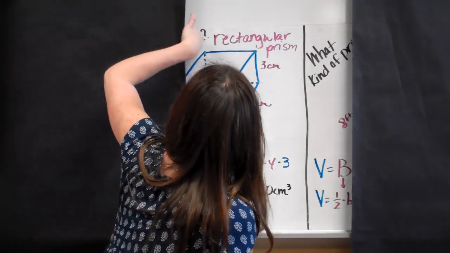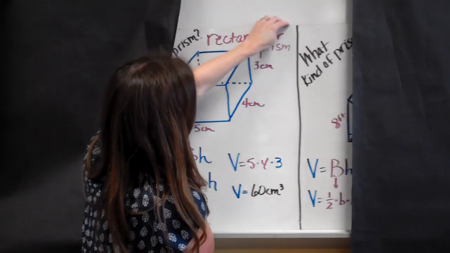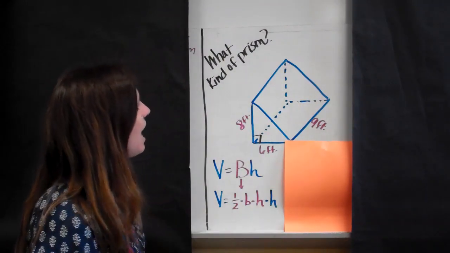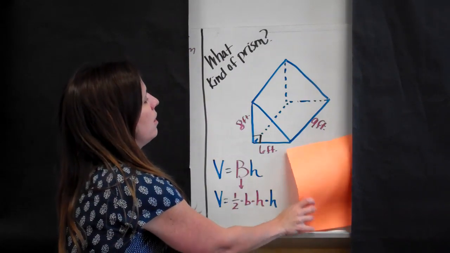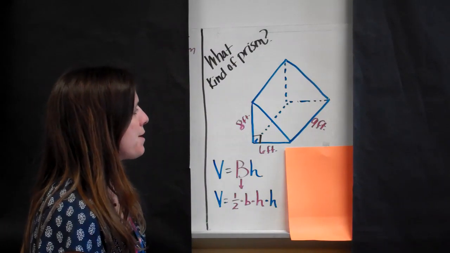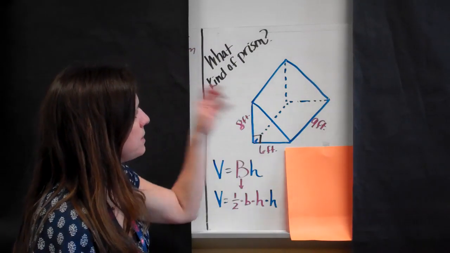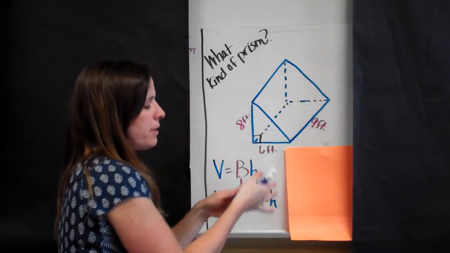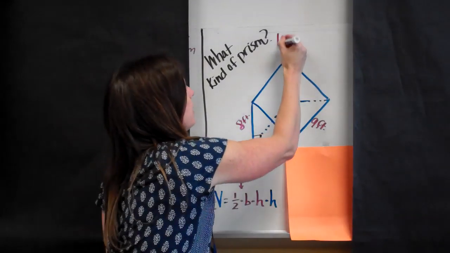Let's look at another one here. Okay, again, what kind of prism do you see? Well, this one does not have all the same sort of face. We have what appears to be some rectangles and some triangles. And since we have 2 triangles that are parallel and will never touch, we would call this a triangular prism.